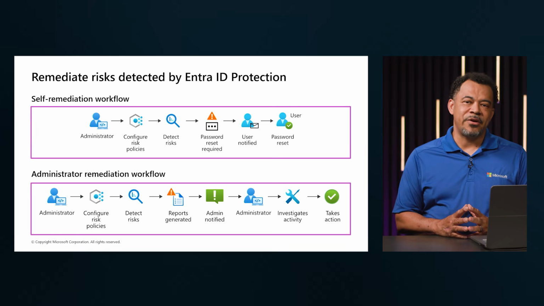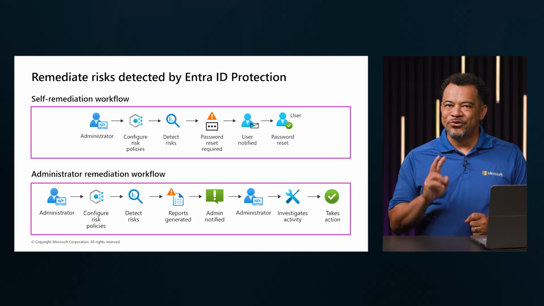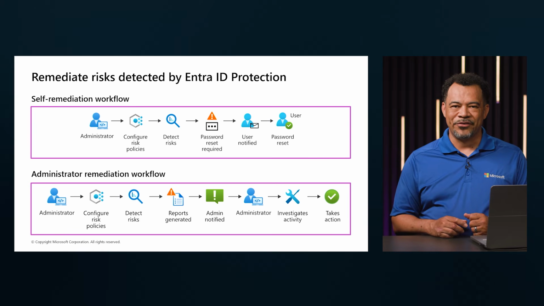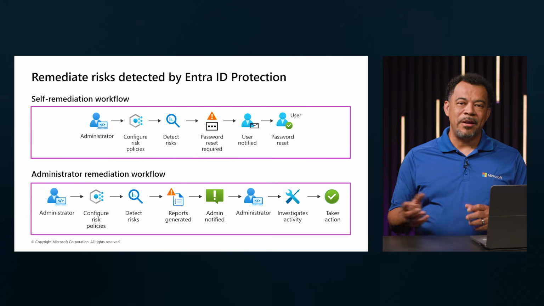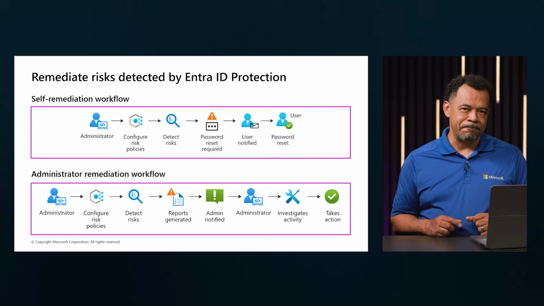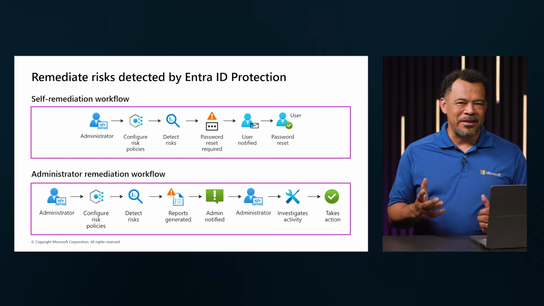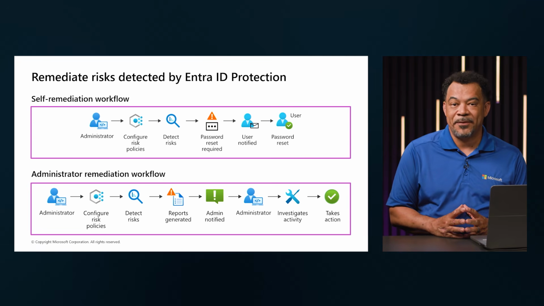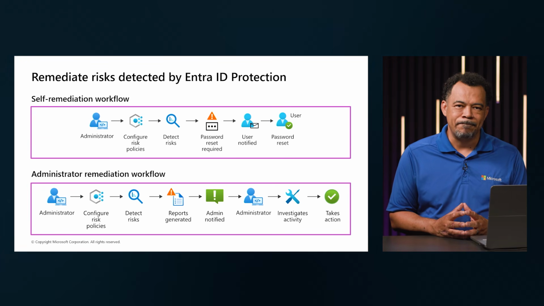In Microsoft Entra ID protection, when a user is flagged as risky, there are two main remediation workflows to reduce or resolve the risk. The first one is self-remediation, and the second is allowing an administrator to perform remediation. Here's how each works. With self-remediation, this allows a user to resolve their own risk through secure actions, typically triggered by some configured conditional access policy.